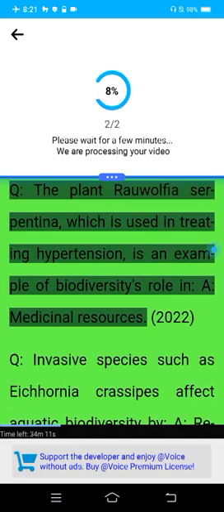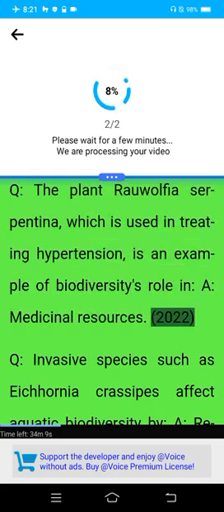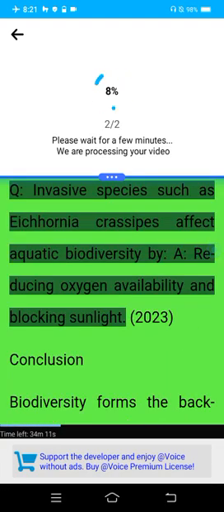2021. Q. The plant Rauwolfia serpentina, which is used in treating hypertension, is an example of biodiversity's role in medicinal resources. 2022. Q. Invasive species such as Eichhornia crassipes affect aquatic biodiversity by reducing oxygen availability and blocking sunlight.